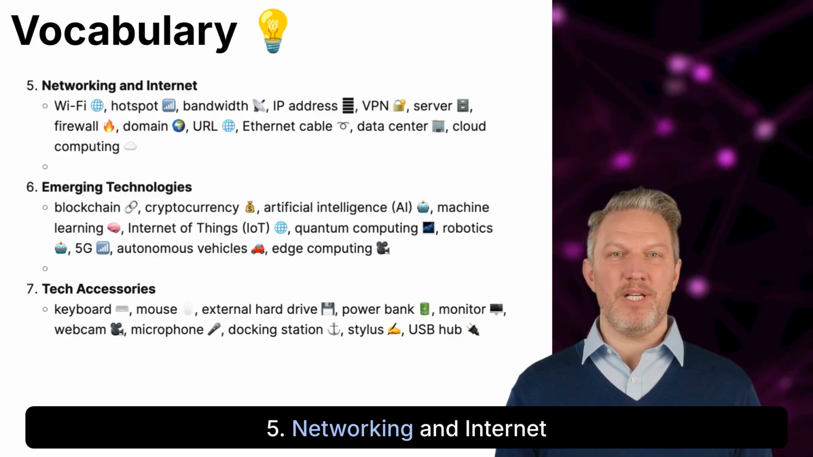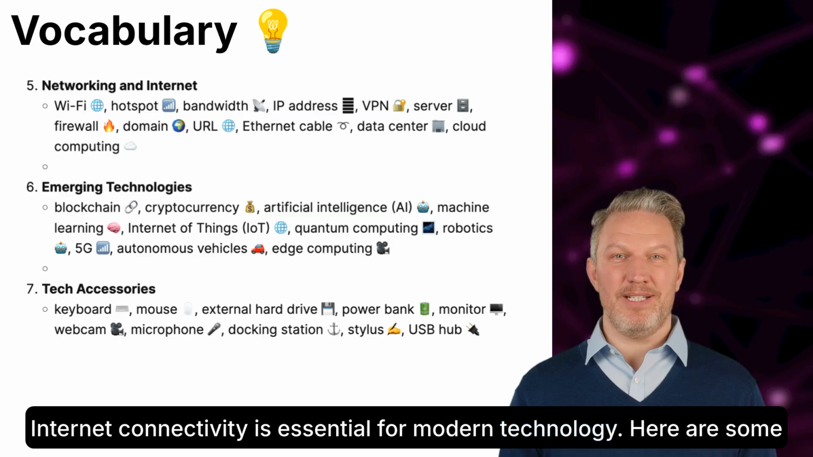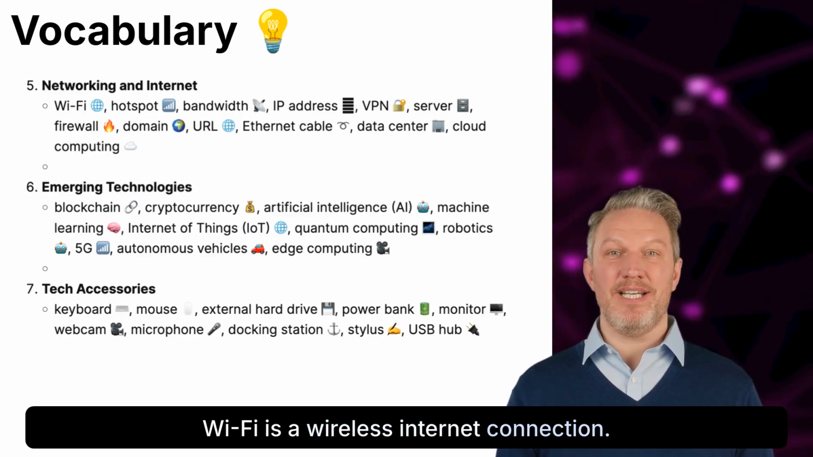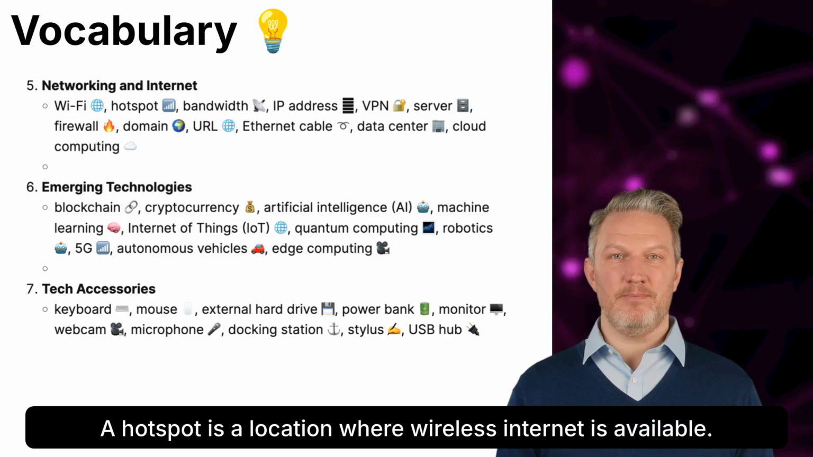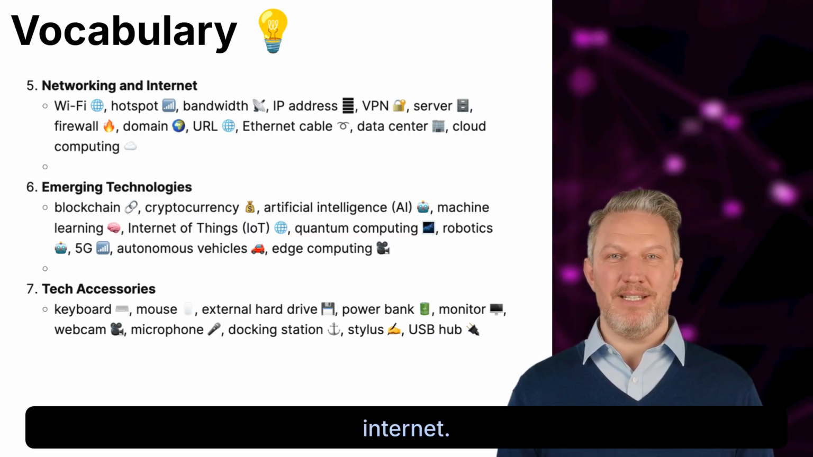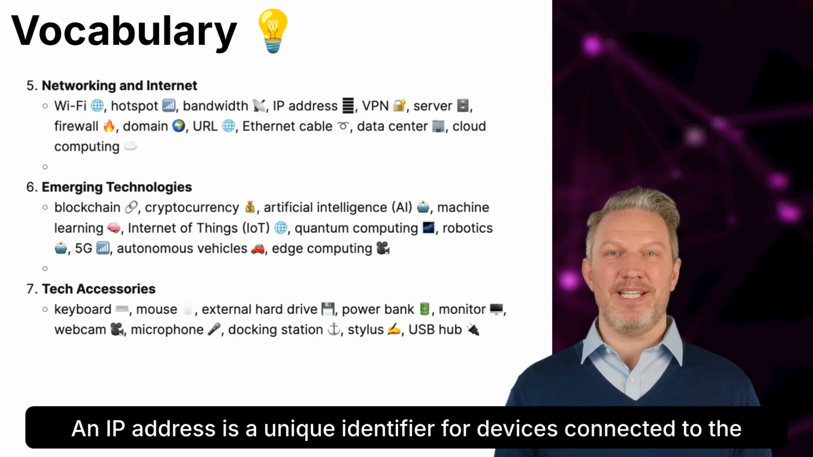5. Networking and Internet. Internet connectivity is essential for modern technology. Here are some important terms. Wi-Fi is a wireless internet connection. A hotspot is a location where wireless internet is available. Bandwidth is the amount of data that can be transmitted over the internet. An IP address is a unique identifier for devices connected to the internet.